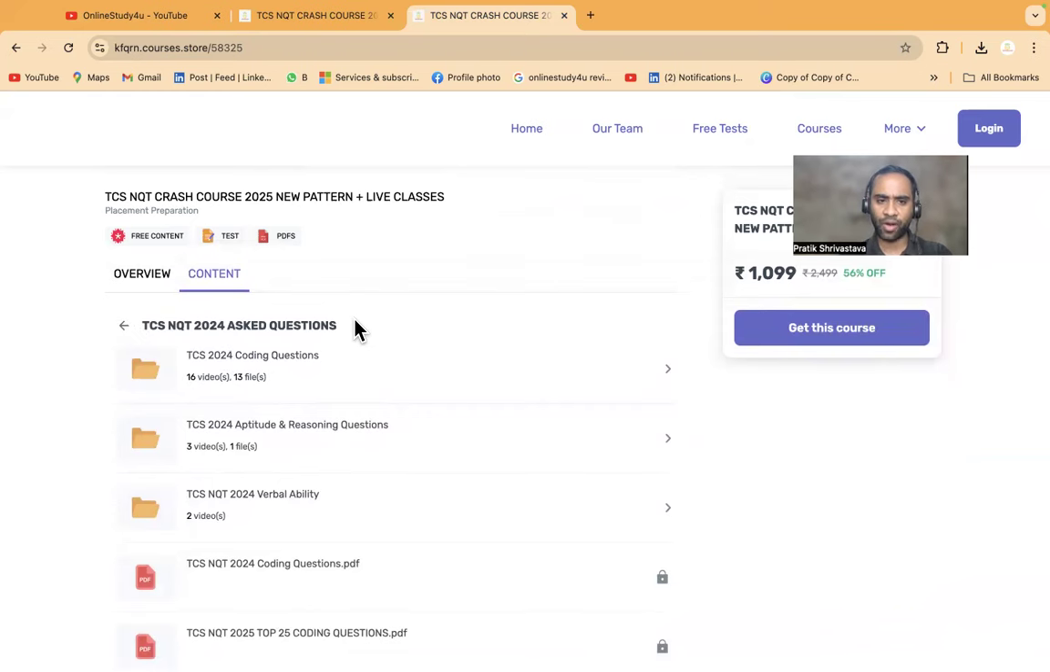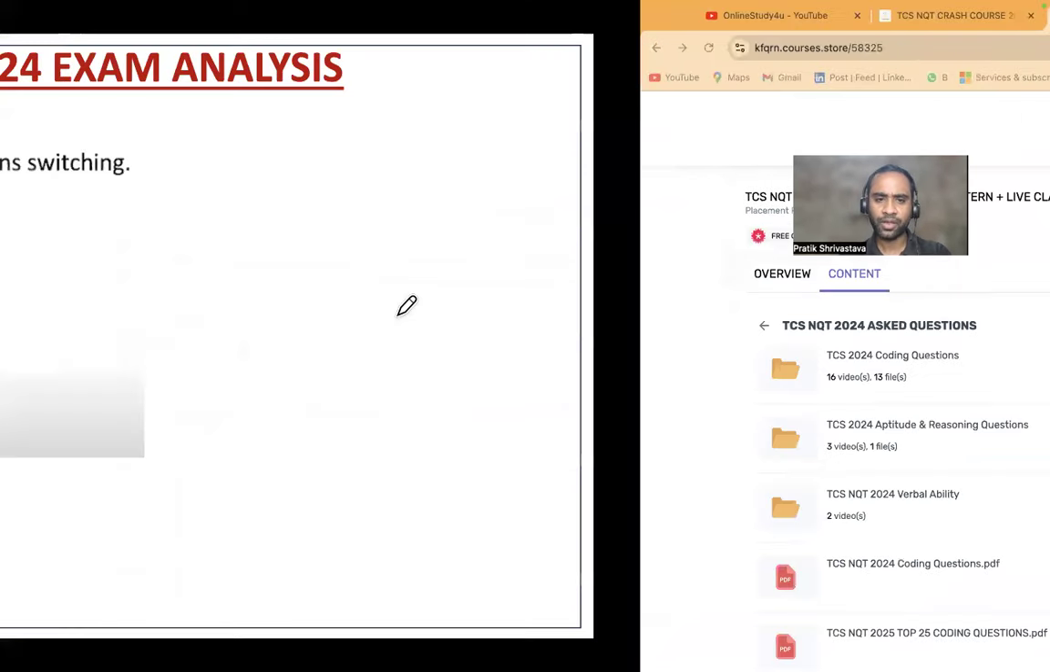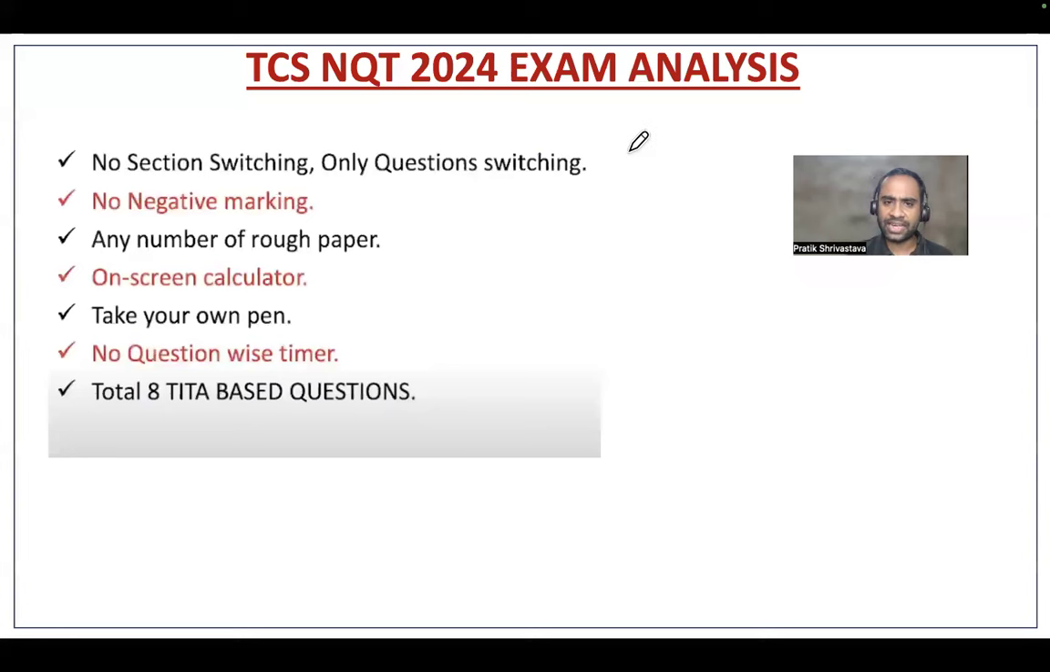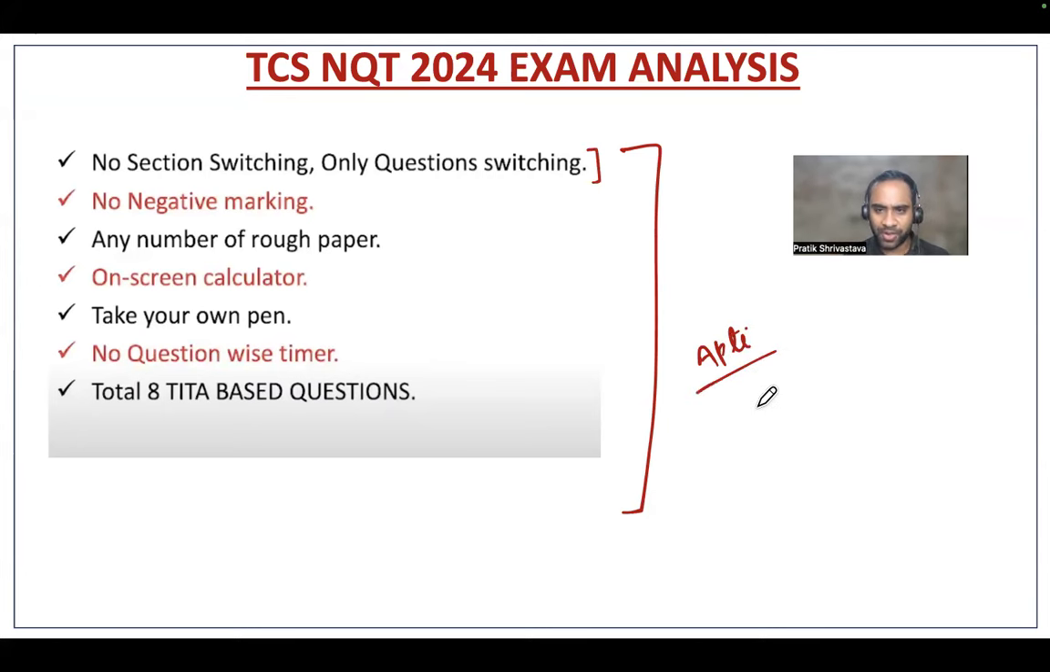Next thing, friends, what I wanted to tell you is the TCS NQT 2024 exam analysis. There is no section switching, only question switching. In sections you cannot switch. That means if you are in aptitude, you can switch between the questions, from the first question to the 10th question, then the 5th question, but you will not be able to switch between sections. So you cannot switch between aptitude and reasoning.